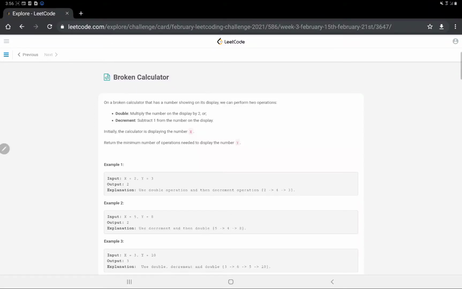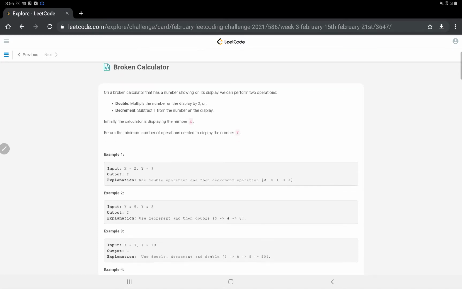Today we are going to solve the second LeetCode problem. The problem for today is the broken calculator. Given two numbers x and y, we have to perform two operations on x: either double it or decrement it, so that we can reach y.